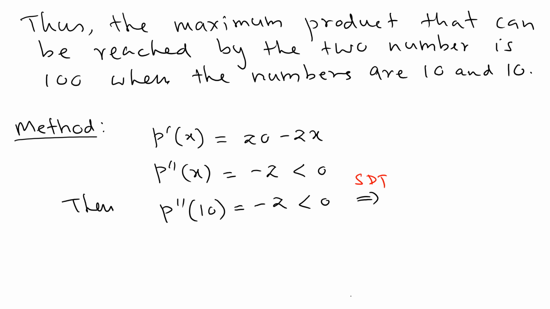So there is a maximum at x equal 10. That's another argument that shows there is a maximum value here. And since there is only one critical point, remember in the theory we talked about this, since there's only one critical point, that maximum value has to be the absolute maximum.